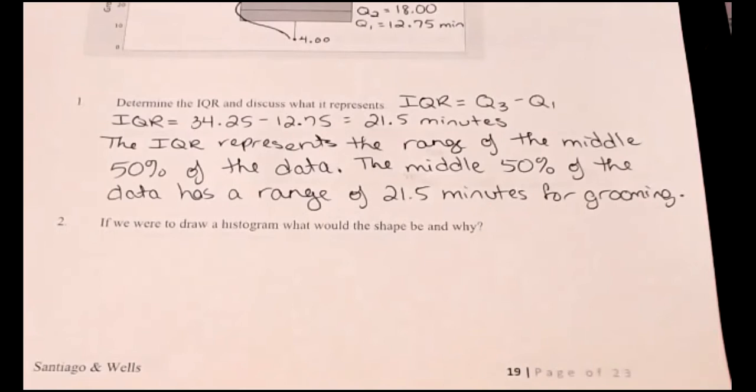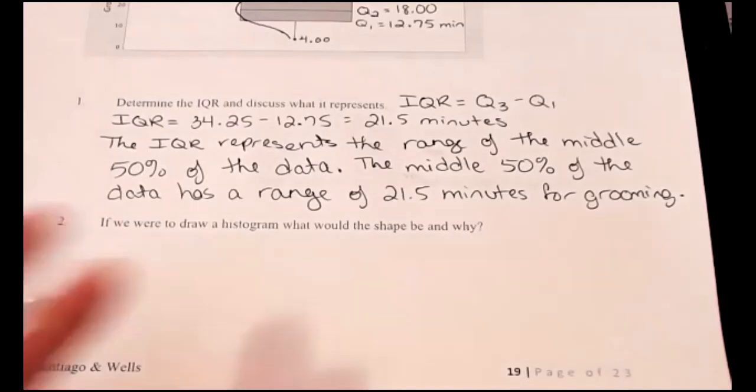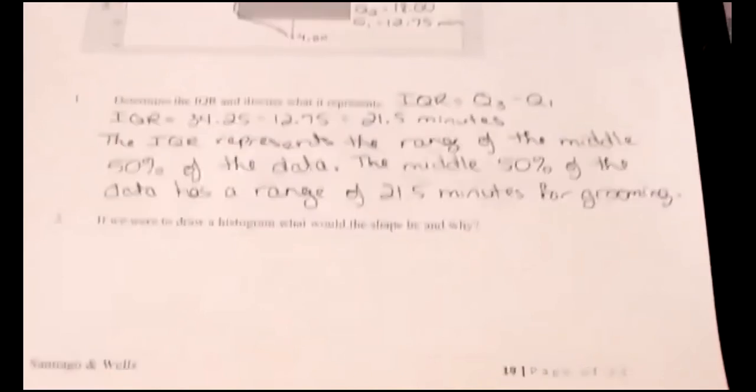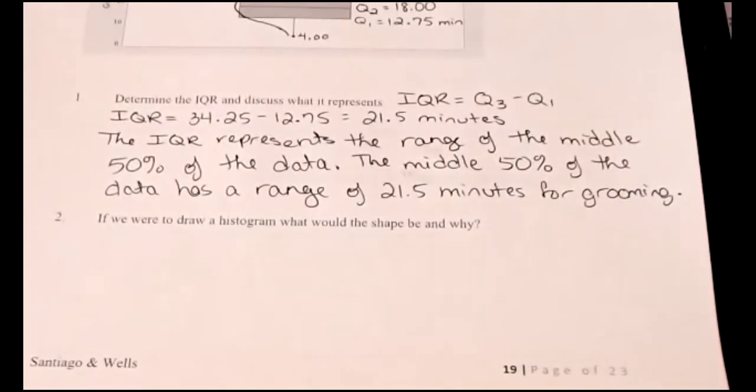Okay, what did you say for the shape of the histogram and why? I would love to hear your descriptions for number 2. What did you think? I put skewed to the right because the majority of the values are in the first 50% of the data.